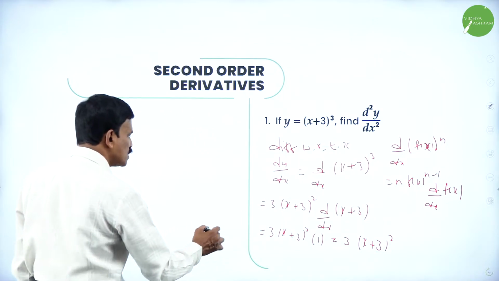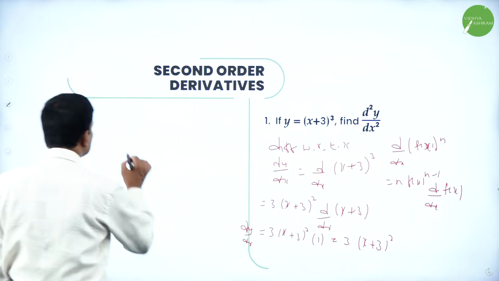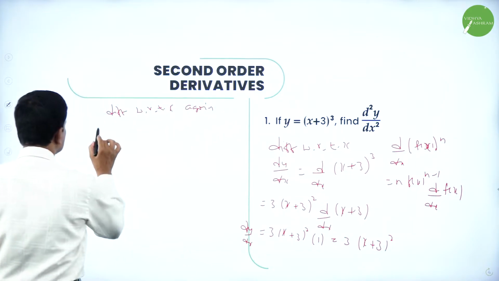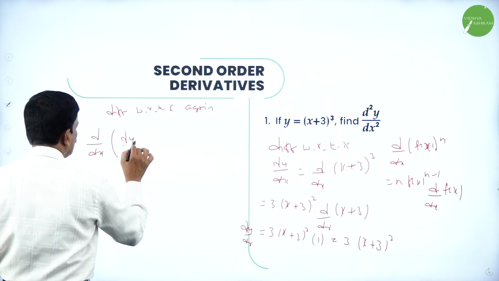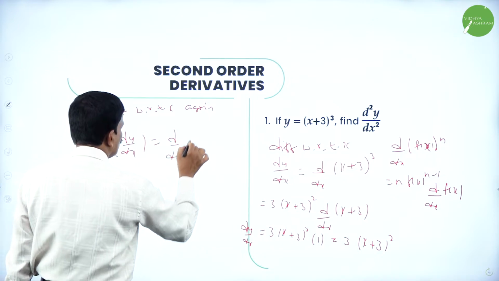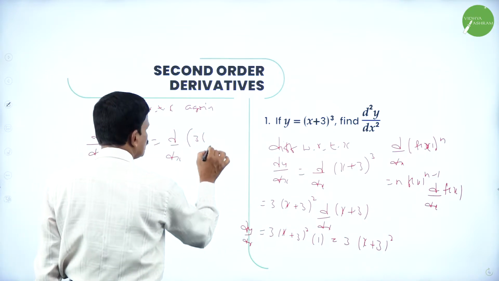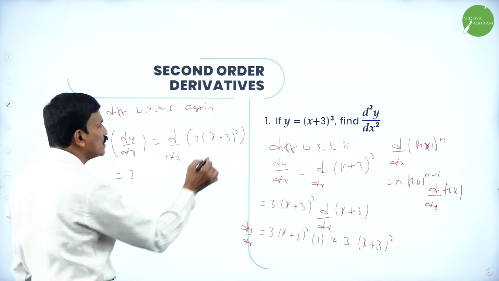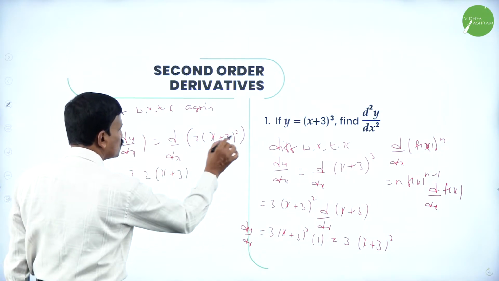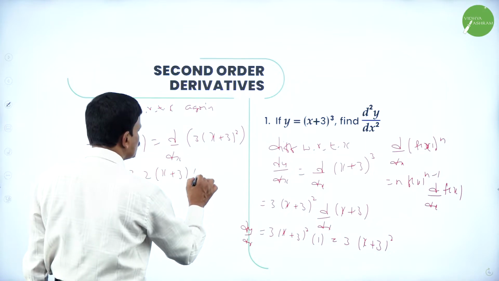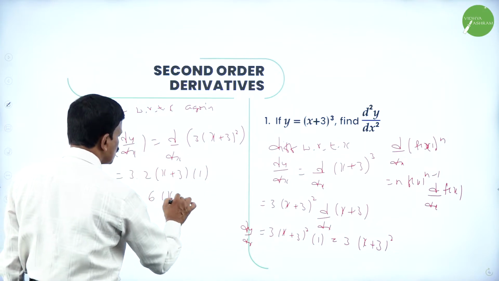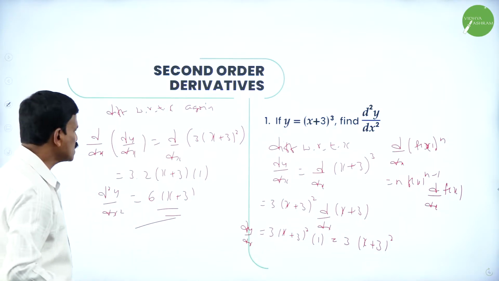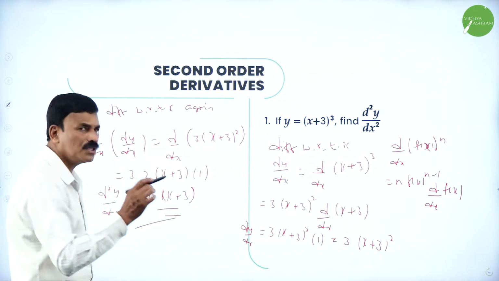Now differentiate this again. This is dy/dx. Differentiating with respect to x again, d/dx of dy/dx is equal to d/dx of 3 constant into (x + 3)². So 3 constant, again [f(x)]ⁿ, n is 2, into 3 (x + 3) to the power of 2 minus 1, which is 1, into the differentiation of x + 3, which is 1. So this is equal to 6 times (x + 3). Therefore the second derivative d²y/dx² is equal to 6 times (x + 3), the second derivative of the given function.